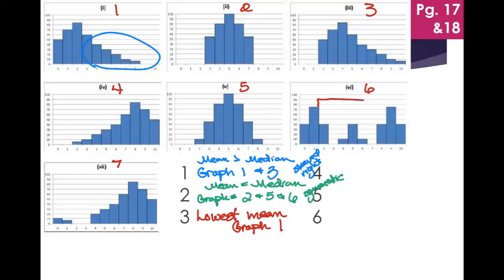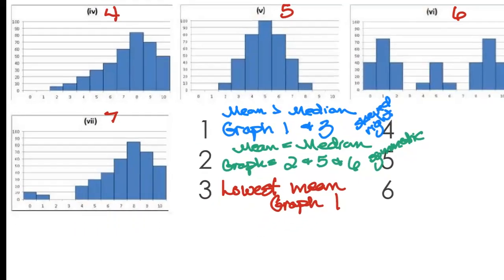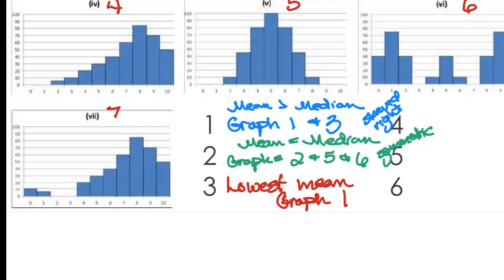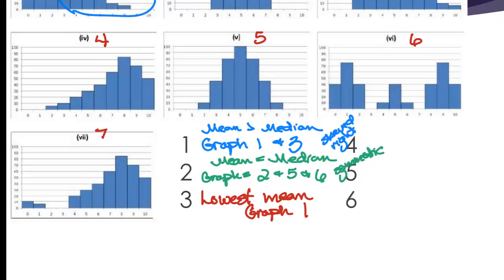These two are going to average out to be in the middle. I heard 7 and I heard 4. Look at 7 and 4. Which one is going to have the higher mean? I don't want the mean exactly, but which graph has the higher mean?